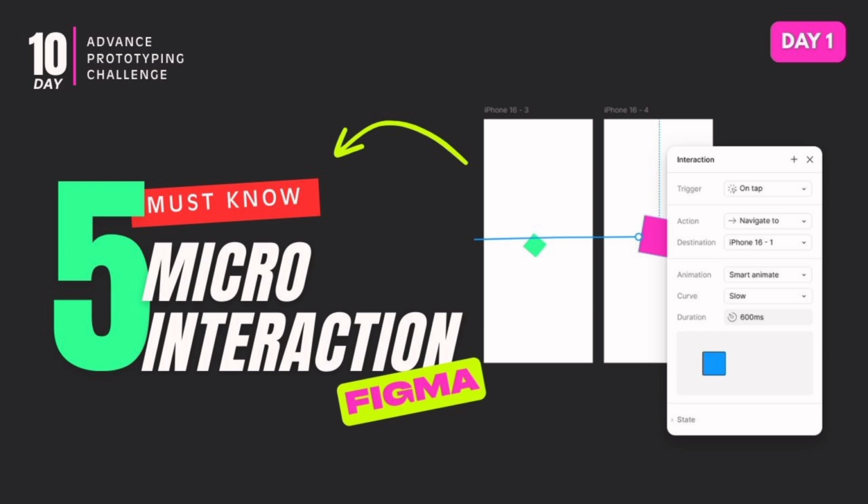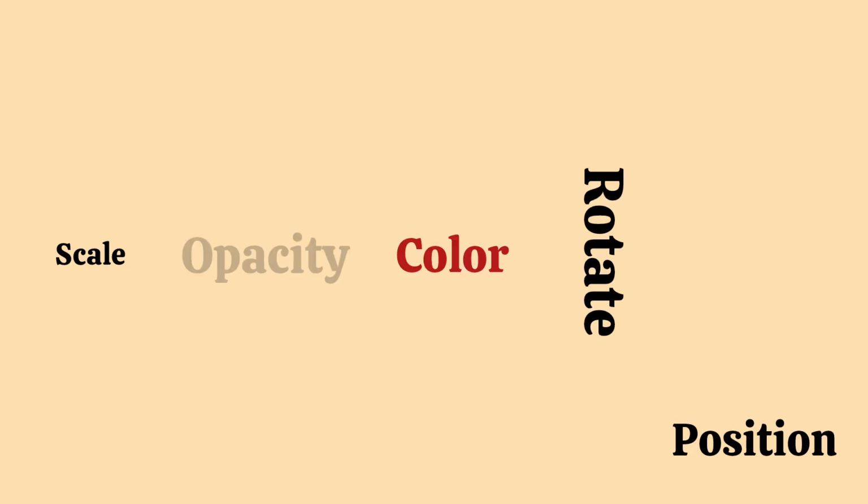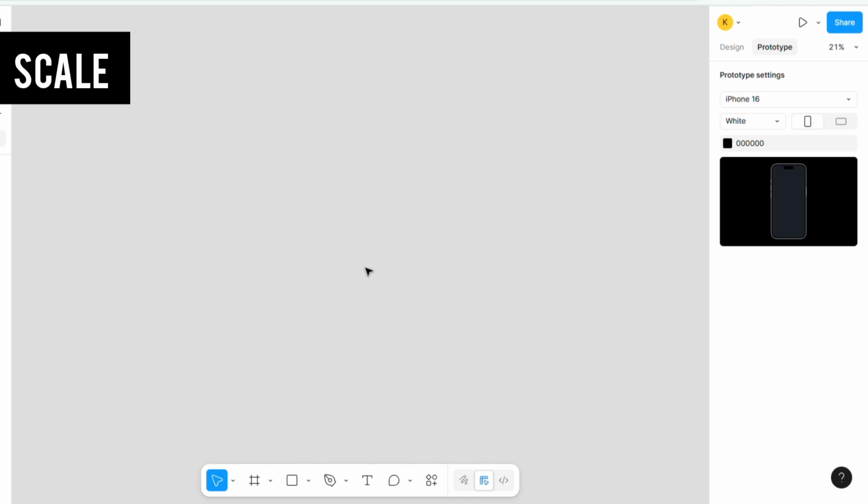Smart Animate in Figma. So this is my 10-day challenge to learn advanced prototyping. In this video we will see 5 components: scale, opacity, color, rotate and position. So first let's talk about scale.